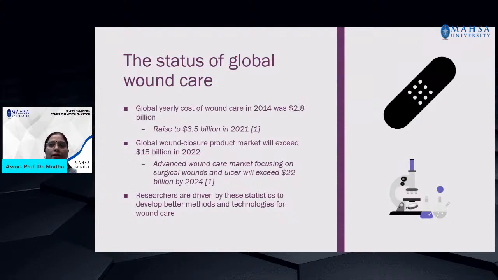So, regarding the introduction to the topic, the wound care cost is increasing continuously over the years. According to the current data reported, the global yearly cost of wound care in 2014 was about 2.8 billion, and it is 3.5 billion by 2021. And according to the market research projection, the wound closure products in the market are expected to exceed 15 billion by 2022.